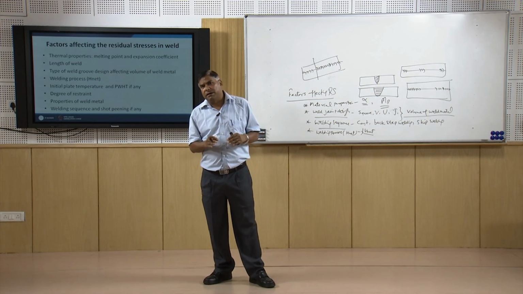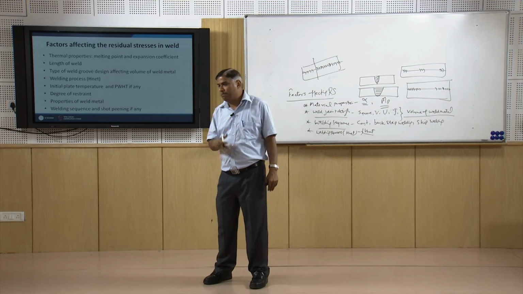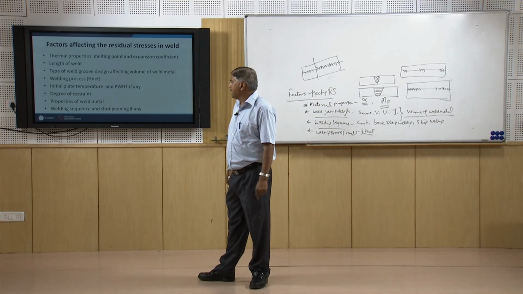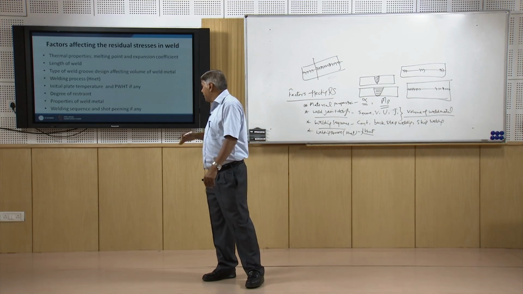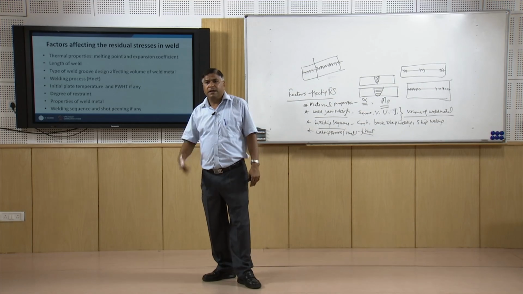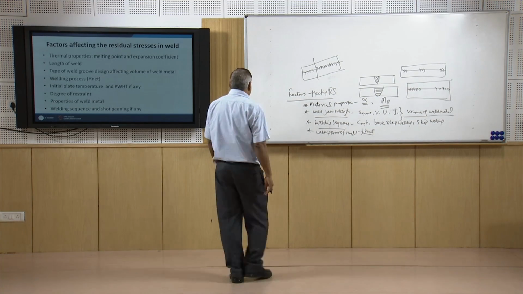Low yield strength weld metal is always favorable from the residual stress point of view, because that will help in reducing the residual stress magnitude. Post weld heat treatment like stress relieving and shot peening helps in reducing the residual stress magnitude.